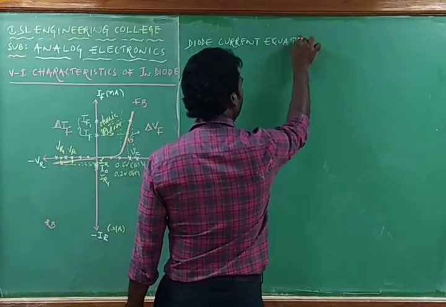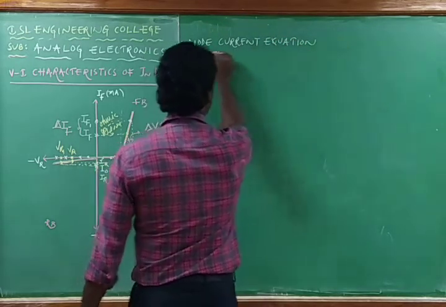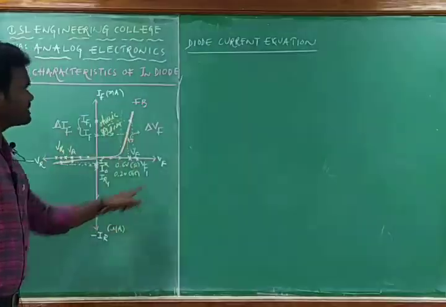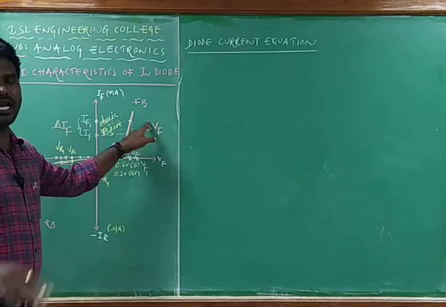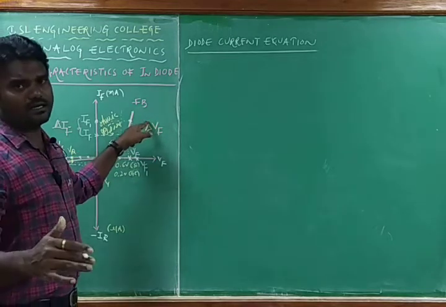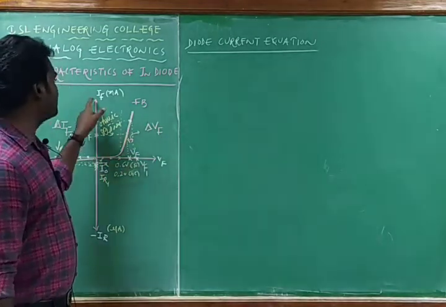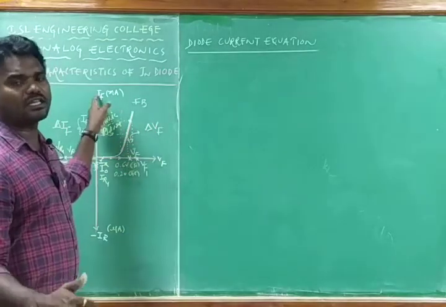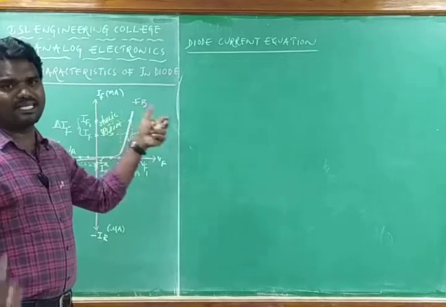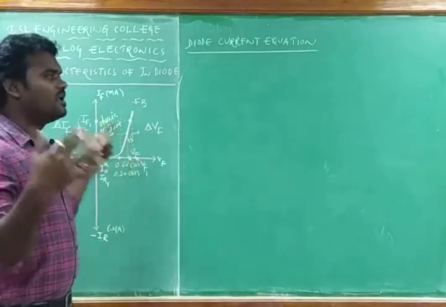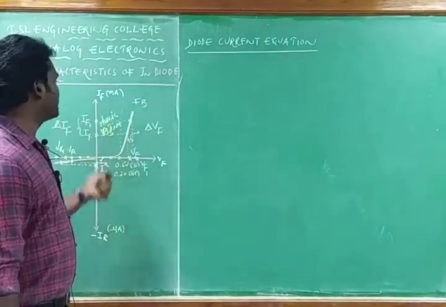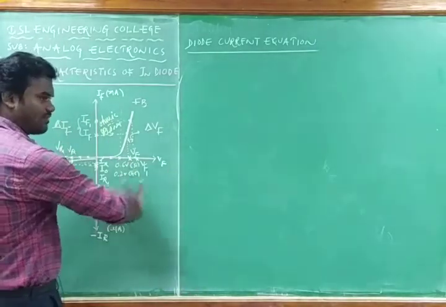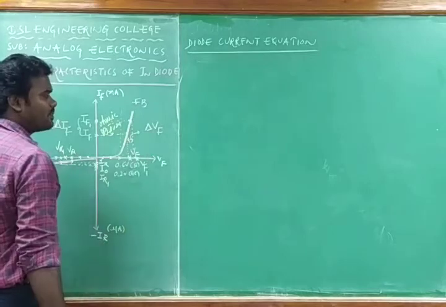Diode current equation. This is the VI characteristics of PN junction diode. It is a relation between voltage and current. Voltage is the voltage across the PN junction diode, and current is the current through the PN junction diode. By taking the voltages and currents, we plotted a graph. That graph is the VI characteristics of PN junction diode.